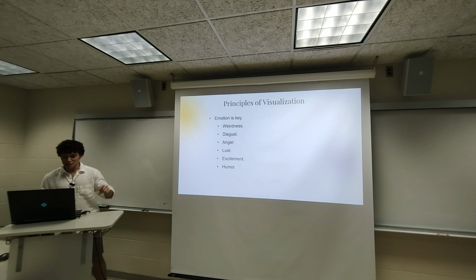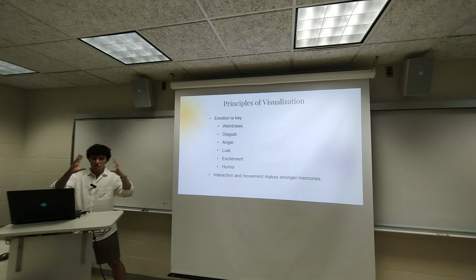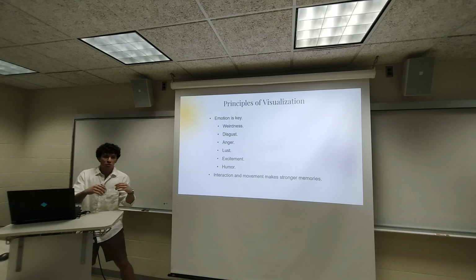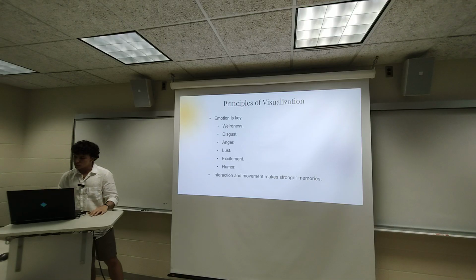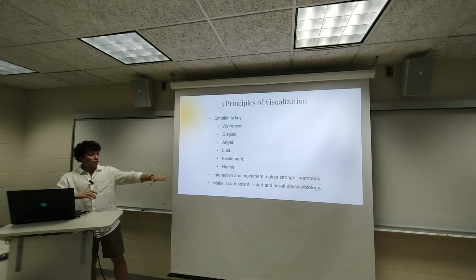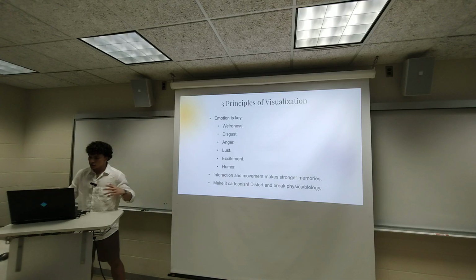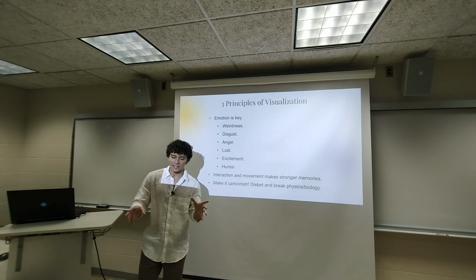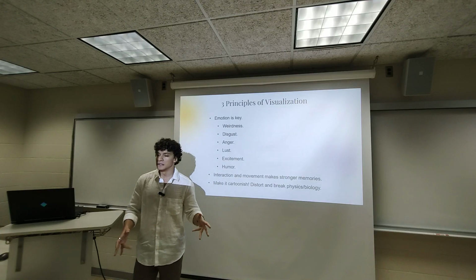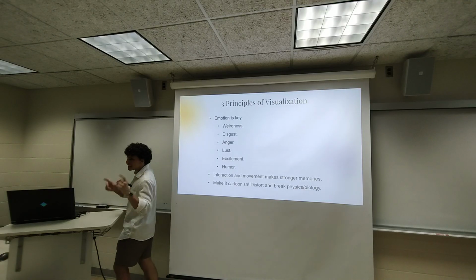The next principle is that interaction and movement make stronger memories. We're going to cover that better later. So an image that has movement and interaction, if you're trying to memorize something with multiple entities in it, makes it better to remember. And making it cartoonish, or distorting or breaking physics or biology makes it better. If the image you're using to memorize something is an elephant and a rat, it is better to picture a gigantic rat and a tiny elephant.